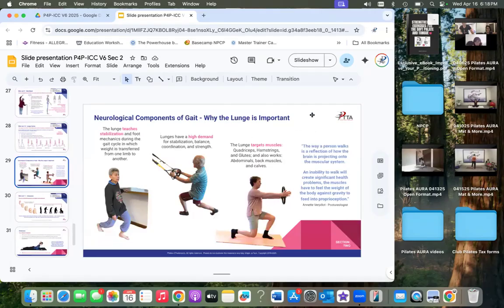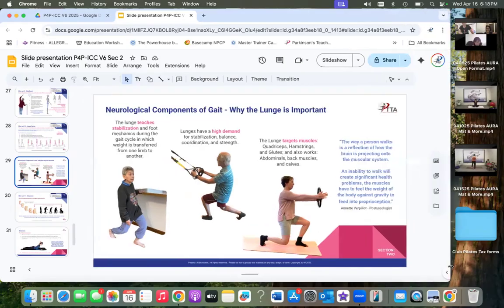These are neurological components of gait and why the lunge is so important. Let me make this a little bigger here. All right, so it teaches stabilization and foot mechanics during the gait cycle. And this is important because weight is transferring in the body. Lunges have a high demand for stabilization, balance, coordination, and strength. And do you see he's on a TRX here? She's holding a counter. She's doing it independent with a prop in her hand. The lunge targets muscles, quads, hams, glutes, and it also works the abs and the back muscles.